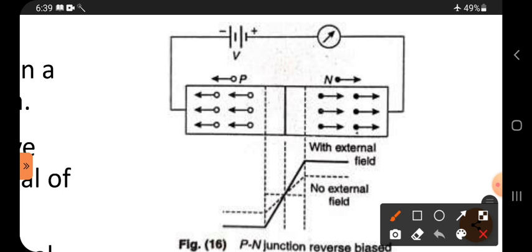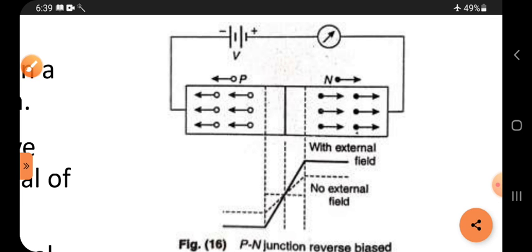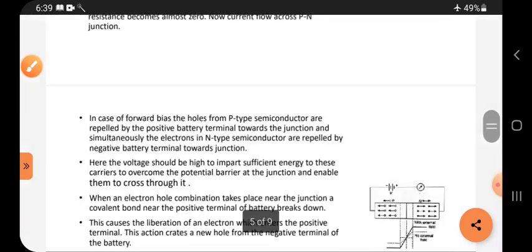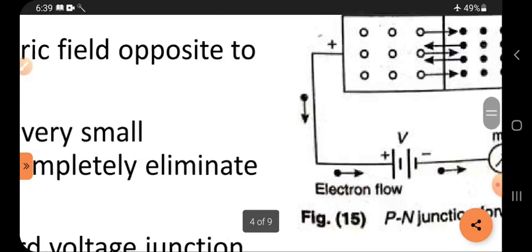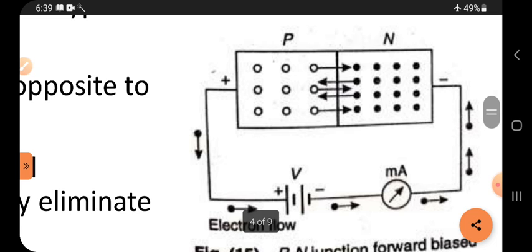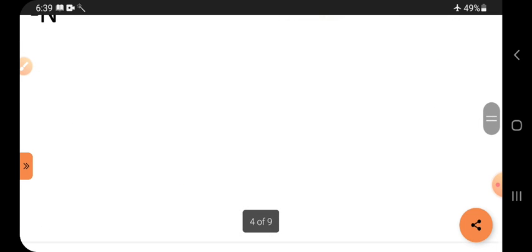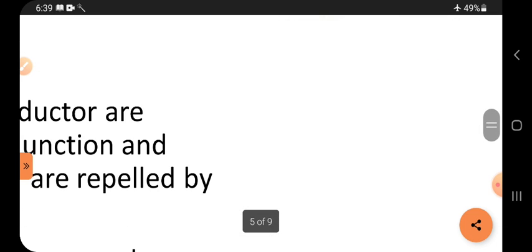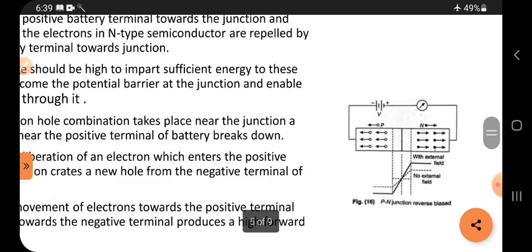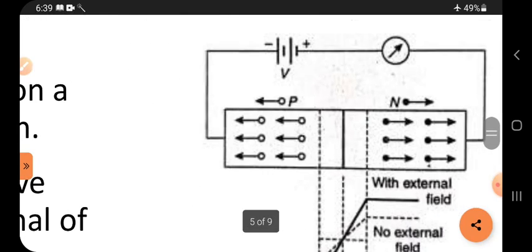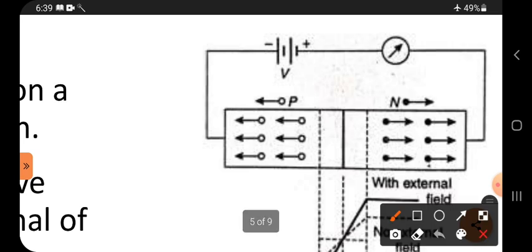So already we know this is in forward bias, not this one. It is not the diagram for forward bias. It is the diagram for forward bias. See, this is the positive terminal. Sorry, it is not.